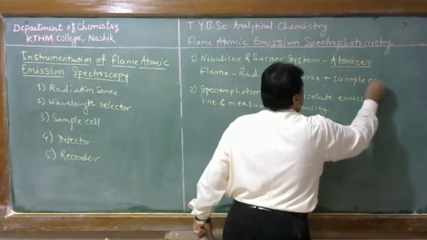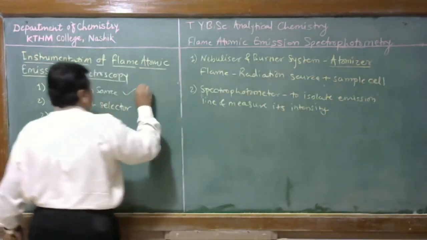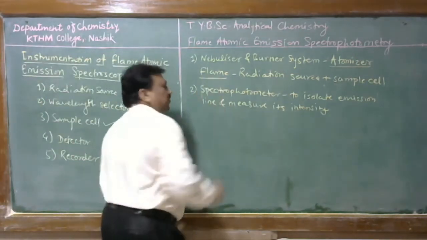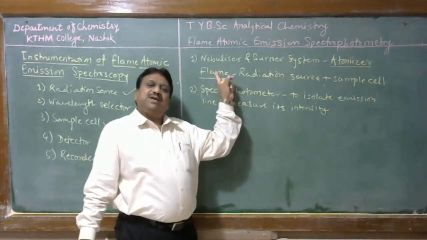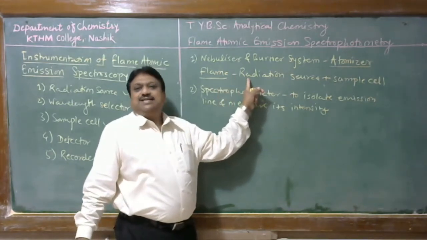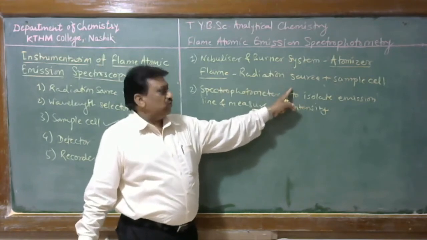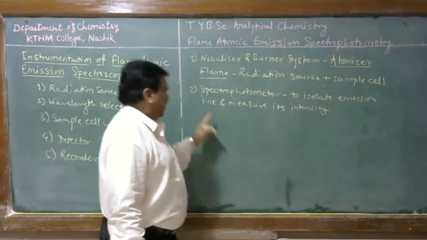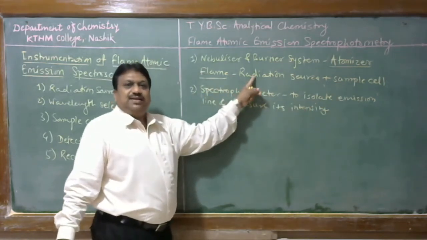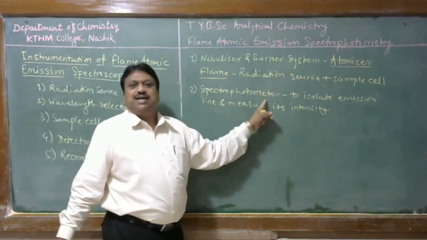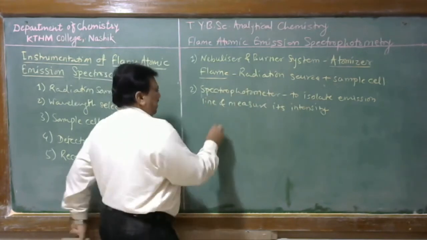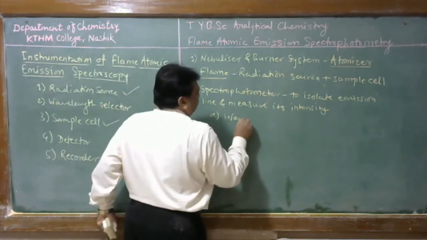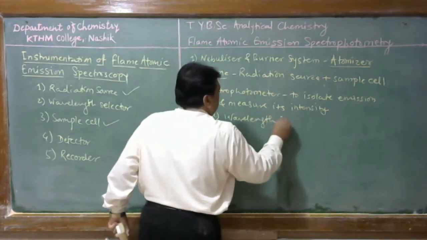Sample cell. Therefore, two components, that is the radiation source and sample cell, are nothing but the flame. That means flame itself acts as a radiation source in FES, flame emission spectroscopy, as well as it holds the sample, therefore it acts as a sample cell. Therefore, radiation emitted by the flame is isolated by a suitable monochromatic system. Therefore, here spectrophotometric components are the wavelength selector or a monochromator.